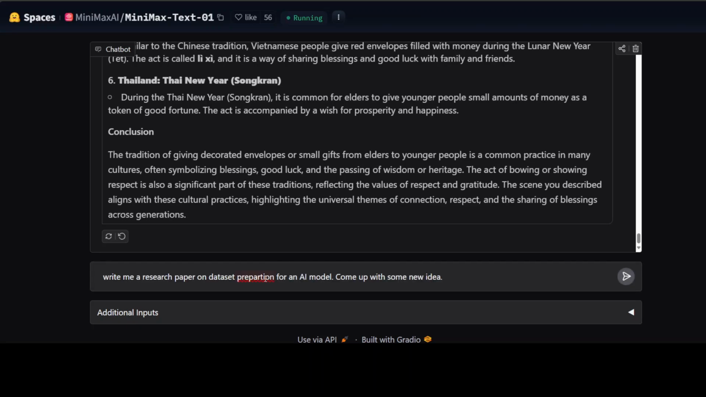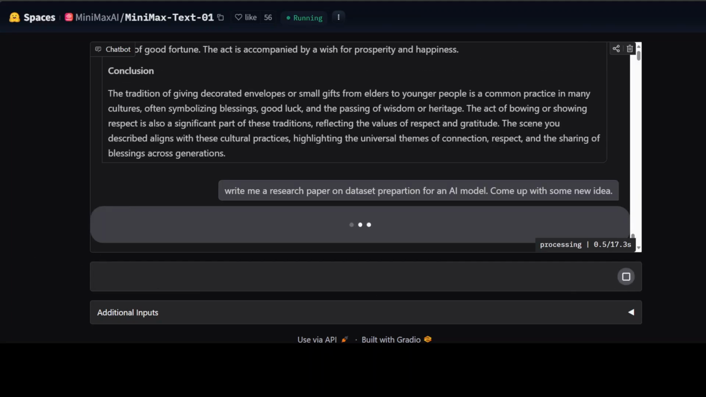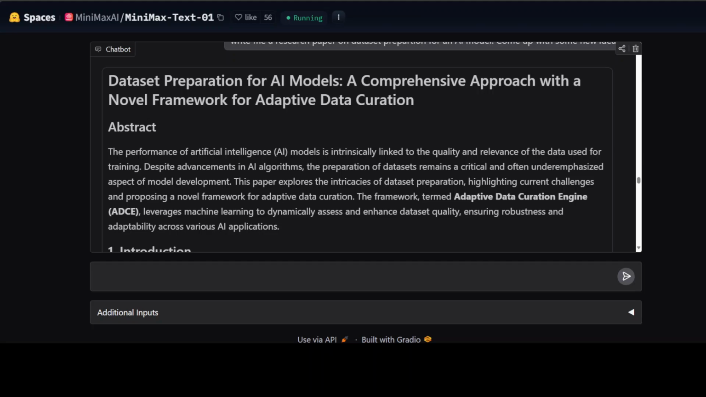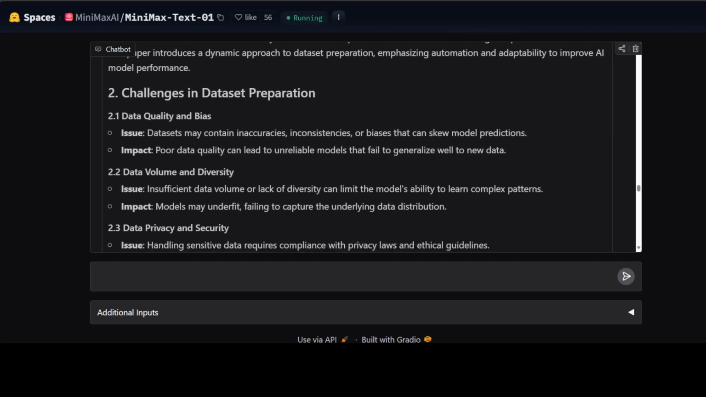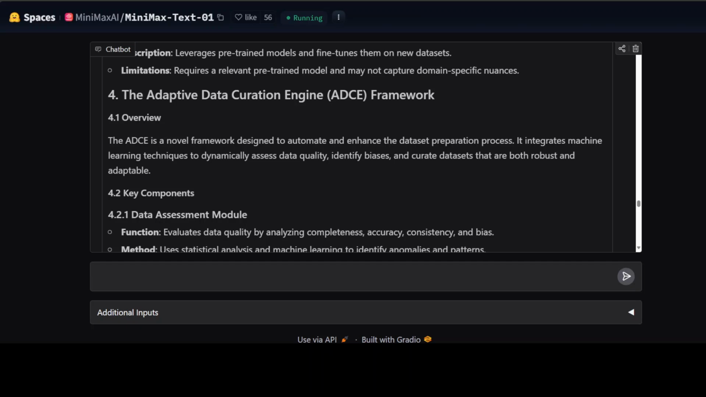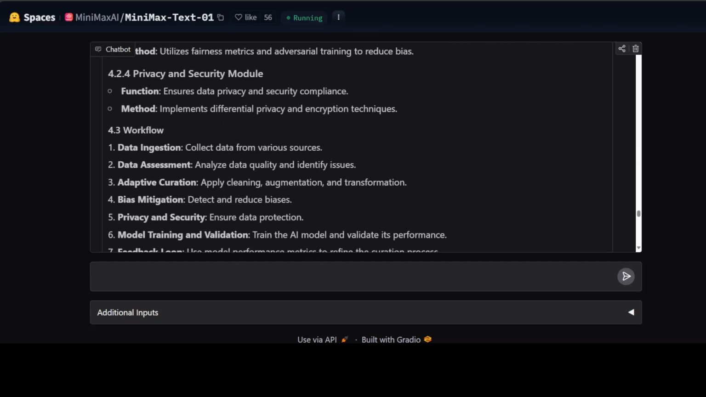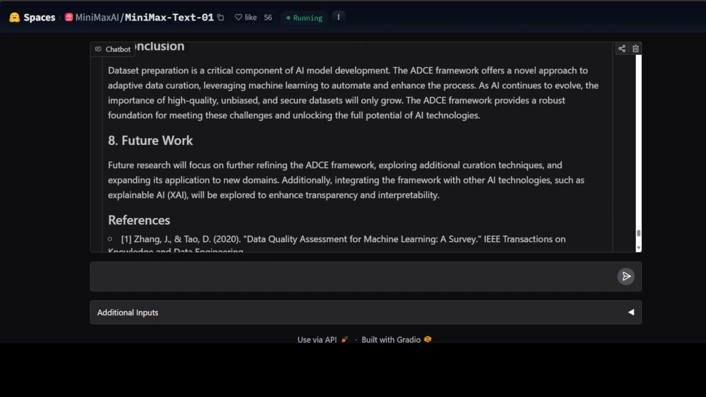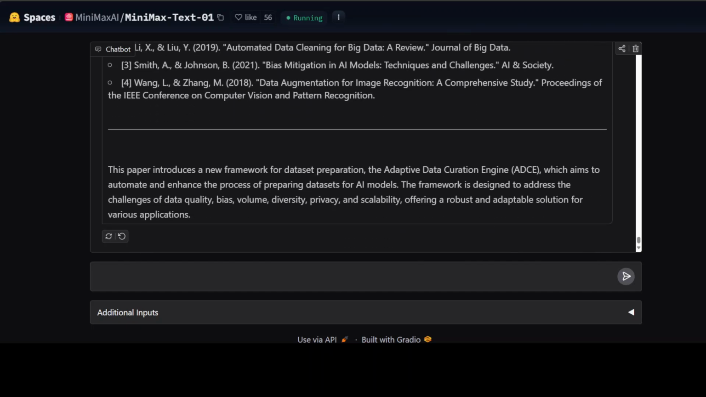Okay, let's ask it a long question like write me a research paper on dataset preparation for an AI model, come up with some new idea. Let's see what it does here. And it has generated something. So there is a new concept about adaptive data curation. There is an abstract, there is an intro, and then it is talking about the challenges. Looks quite interesting. And it has even come up with some sort of framework. It is going through it. Looks quite good. So yeah, looks good to me.